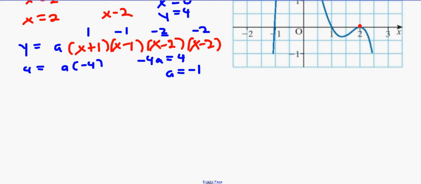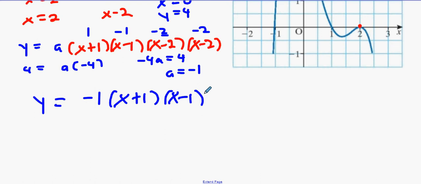That's for an x cubed graph. This is an x4 graph. Remember we said Mario starts underneath the axis, it's positive. That's only for an x3 graph, not an x4. This is an x4 graph, okay? So, it's minus 1 times x plus 1 times x minus 1, and then x minus 2 times x minus 2.